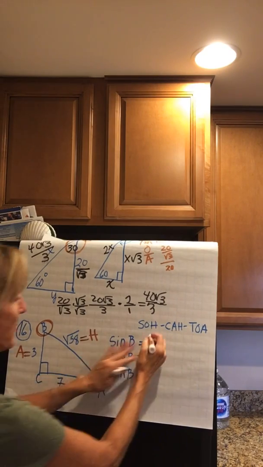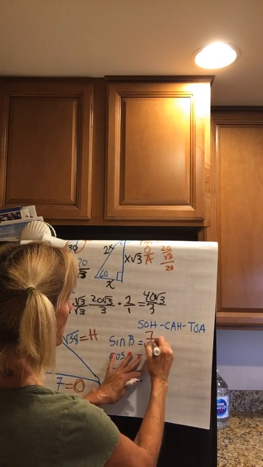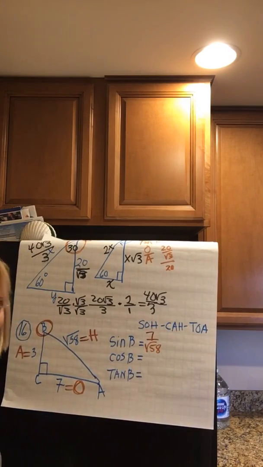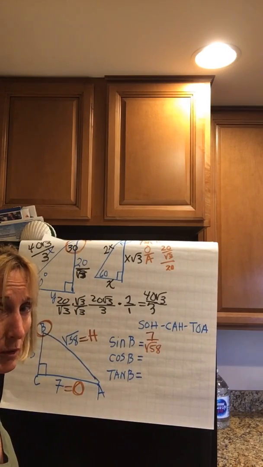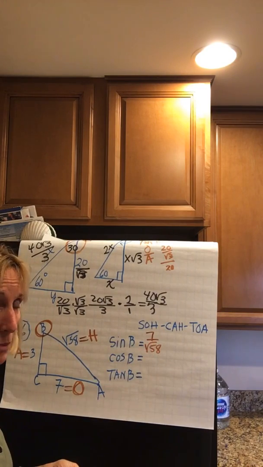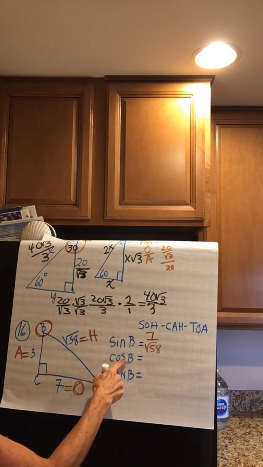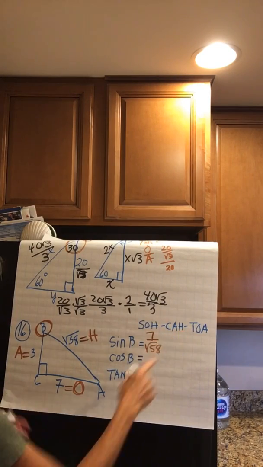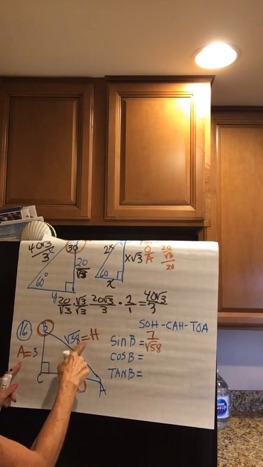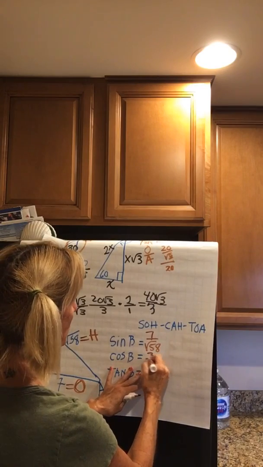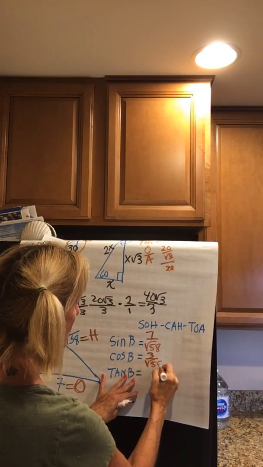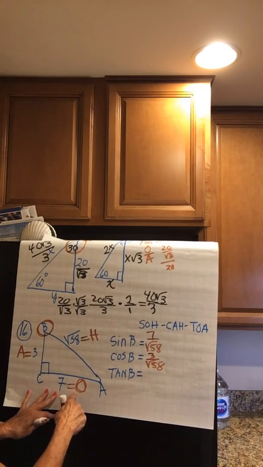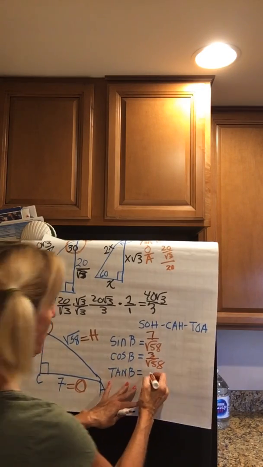So that'd be 7 over square root of 58. And on the puzzle, they let you leave it like that. So I don't want you to freak out when you don't see the answer. They let you leave it like that. Shame on them. Okay, cosine of B. Adjacent over hypotenuse. 3 over square root of 58. And then tangent, TOA. Opposite over adjacent. 7/3.